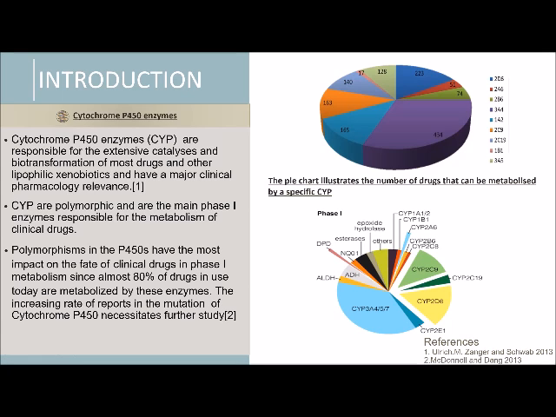Polymorphism in the cytochrome P450 has the most impact on the fate of clinical drugs in phase 1 metabolism, since almost 80% of drugs used today are metabolized by these enzymes. There is an increased rate of reporting of mutations of cytochrome P450, and this necessitates a study.